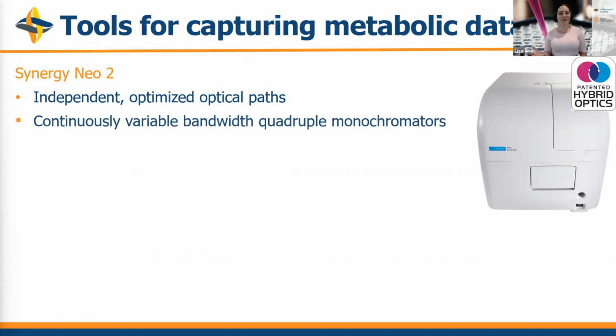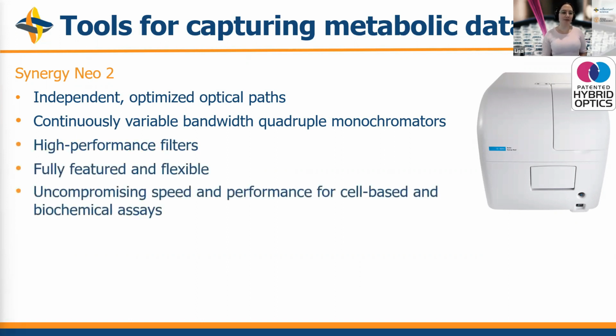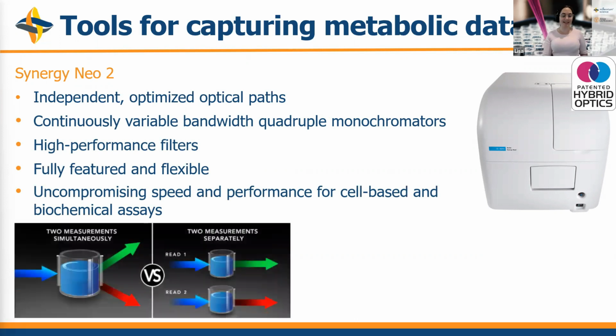It has our hybrid painted optics, again, that's what Biotek is really known for, and it's using your 3rd generation quad monochromators in combination with your high performance filters. Really, this instrument does allow you to have uncompromised speed and performance for any of your assays. And there are many, many reasons for this. I'm just going to touch on a few right now.